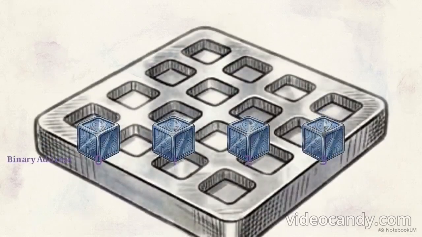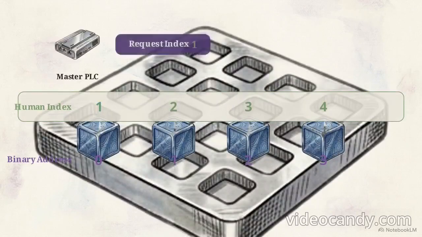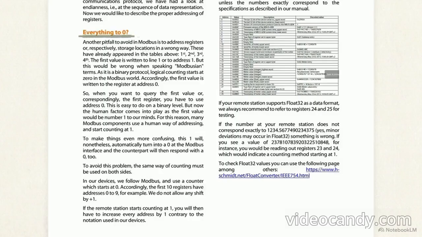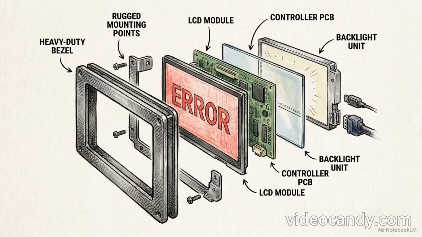In Modbus, data representation operates on a binary level, so the mathematical counting must always begin at address 0, but manufacturers design for human readability. To an operator, the first value is simply number 1, so they shift the index to start there. This Solvimus document highlights how this shift causes failures. It warns that if a remote station starts counting at 1, reading registers 24 and 25 for a 32-bit float actually returns registers 23 and 24. You've split the data in half. If the master and the slave disagree on the starting line, the PLC will read corrupted, shifted memory blocks.